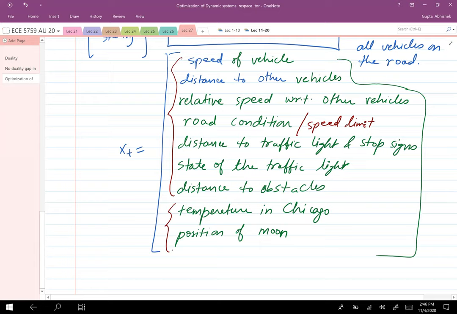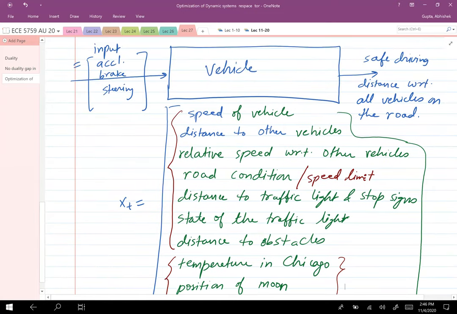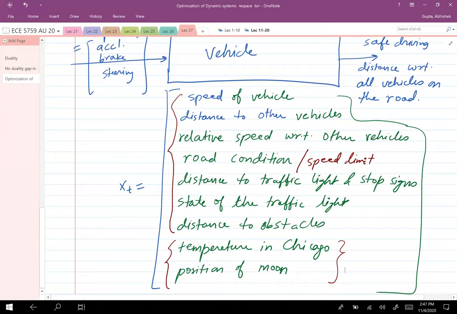But these two, they are still states because they change. The temperature of Chicago in the next second depends on the temperature at this moment, or the position of the moon at the next second depends on its position at this second. But I'm sure you're a little uncomfortable about having these as part of the state description. So I want you to come up with an answer about why I would not put these two things in the state description of this vehicle, whose goal is to drive safely on the road, maintain distance with respect to other vehicles, and follow all the traffic rules and regulations.